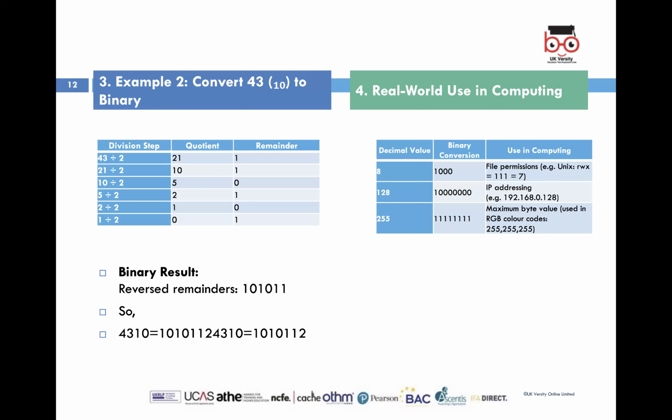For example, convert 43 to binary. 43 divided by 2 is 21 remainder 1. 21 divided by 2 is 10 remainder 1. 10 divided by 2 is 5 remainder 0. 5 divided by 2 is 2 remainder 1. 2 divided by 2 is 1 remainder 0, and 1 divided by 2 is 0 remainder 1. So reverse this order, making it 101011 to the power of 2.